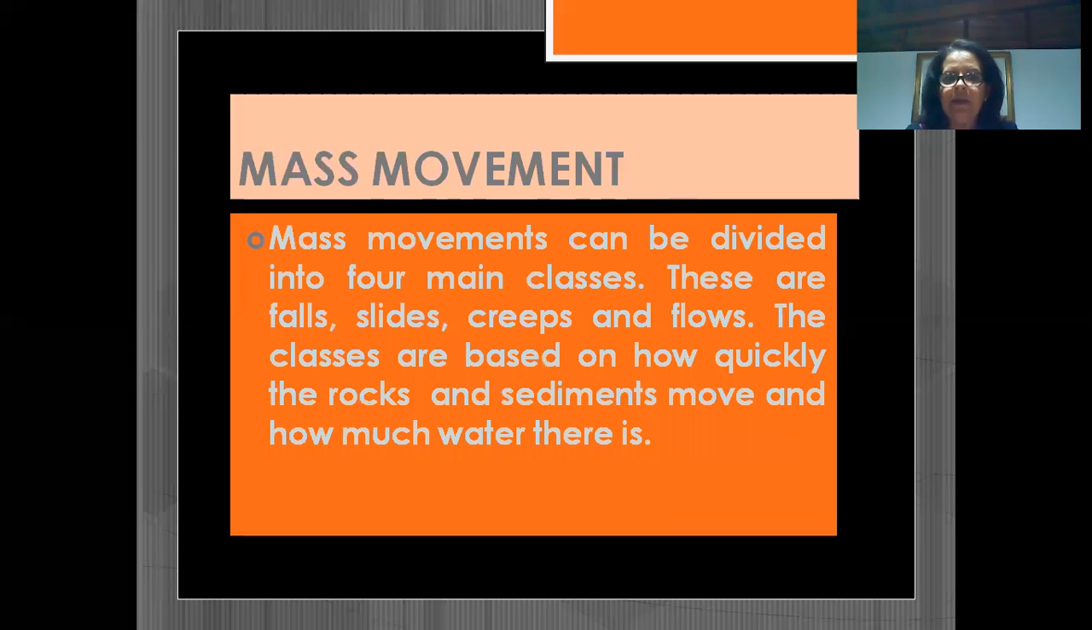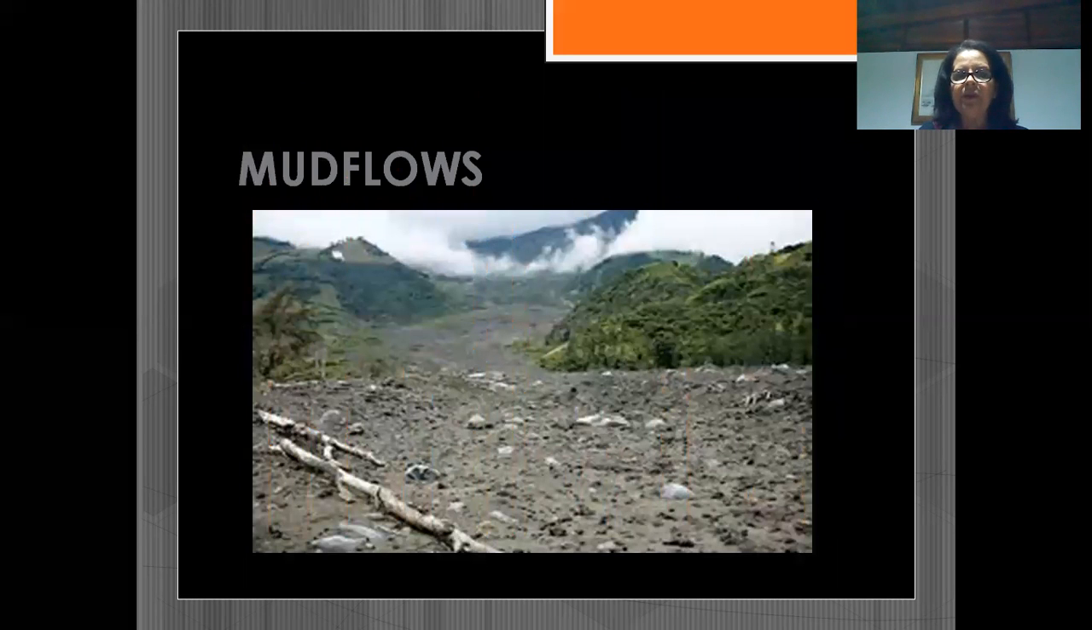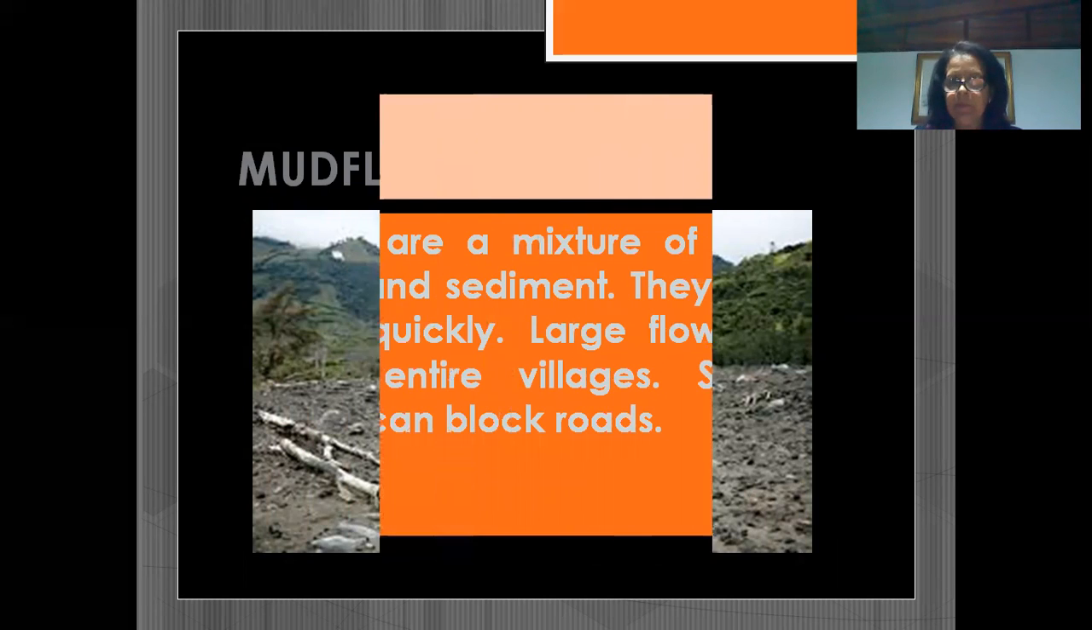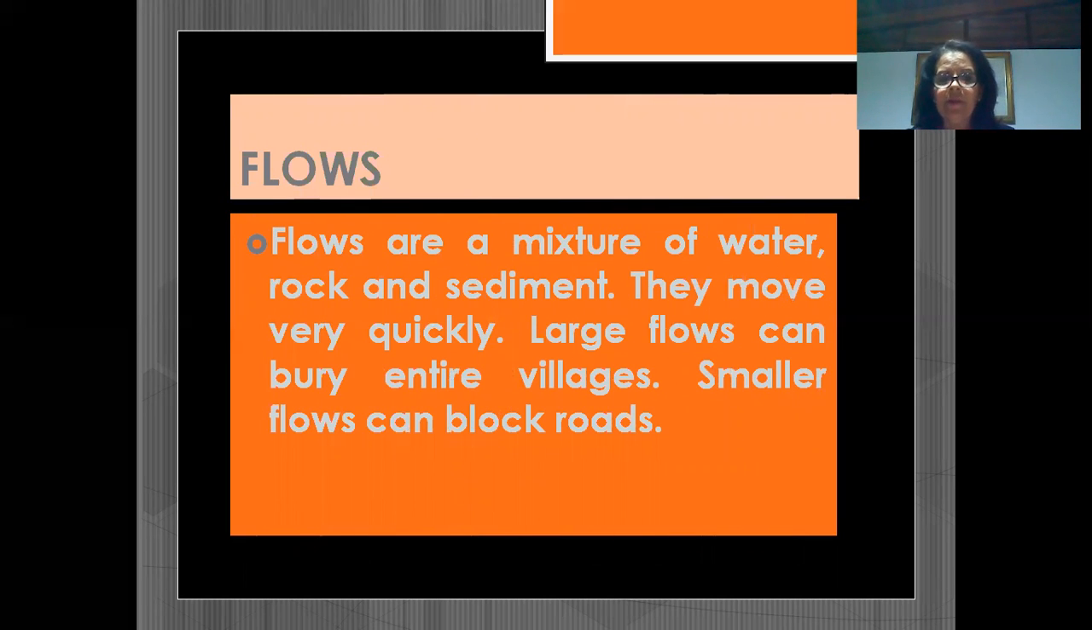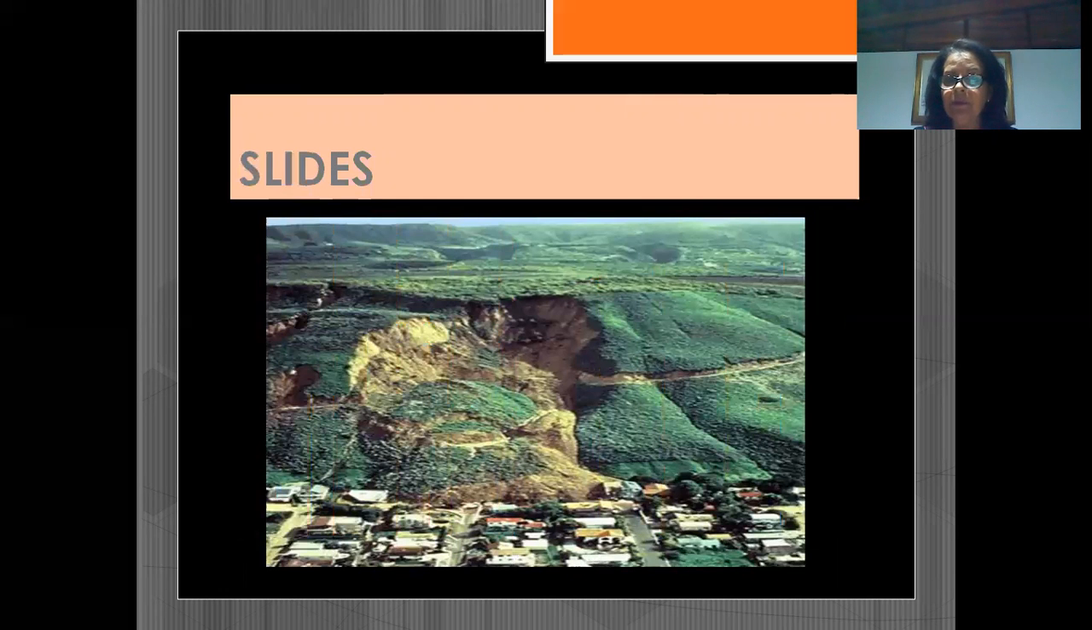Then we're going to say that the mass movement can be divided into four main classes. They are called falls, slides, creeps, and flows. Then we're going to see pictures of different events that have happened around the world. And then we're going to define each of them. What is a flow? Really, we need to say that flow has to be related to water, rocks, and sediment, and they move very quickly.